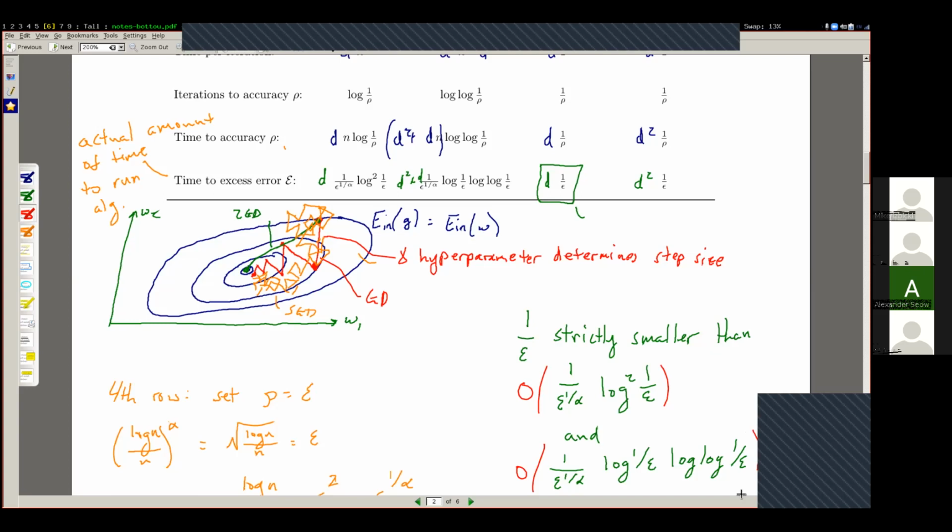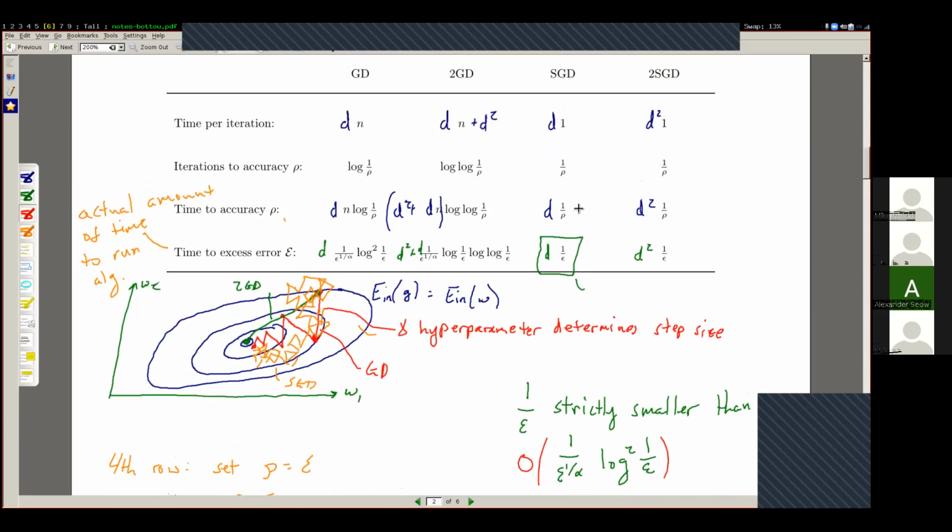The upper bound, again, doesn't imply necessarily strictly, but it is in fact strictly smaller than these things. And so because of that, in the large scale case, where you are limited in the amount of computation time that you have to run, stochastic gradient descent is going to give you a better answer than gradient descent or second order gradient descent.